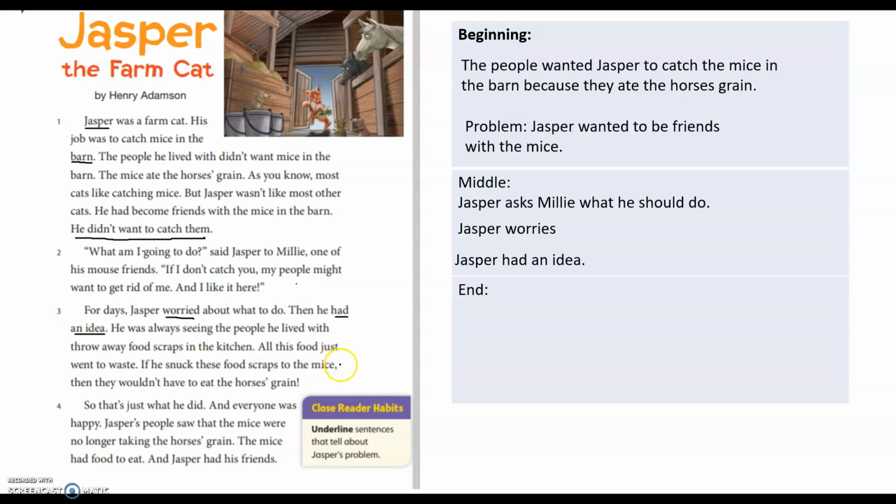Let's see how the story ends. So that's just what he did, and everyone was happy. Jasper's people saw that the mice were no longer taking the horse's grain. The mice had food to eat, and Jasper had his friends.